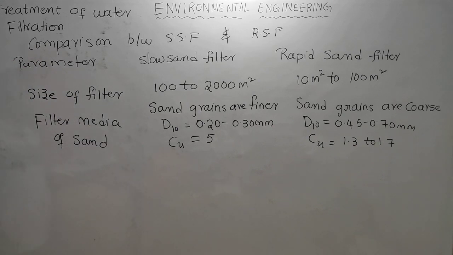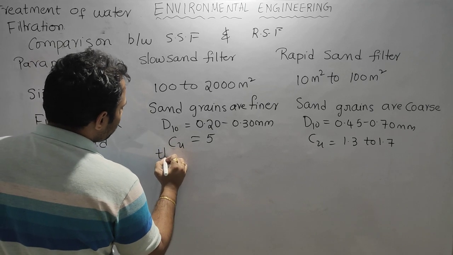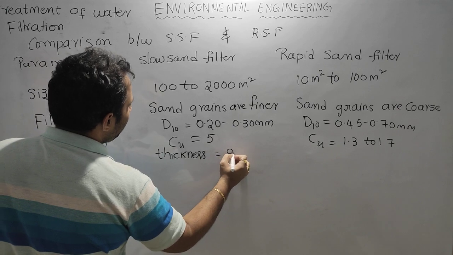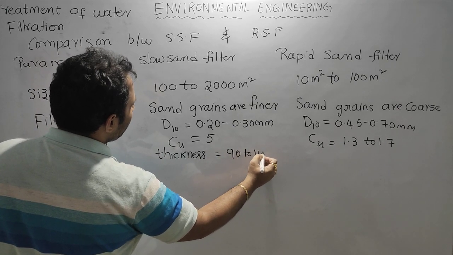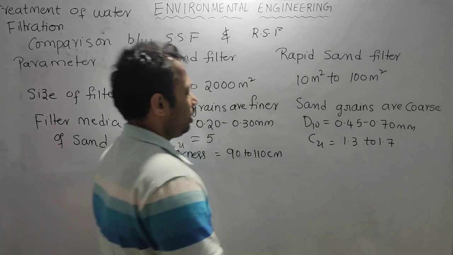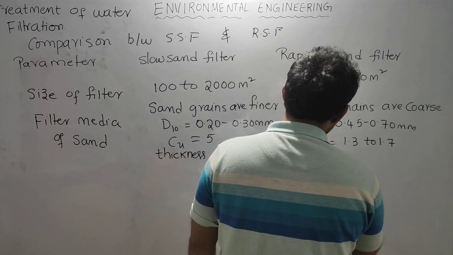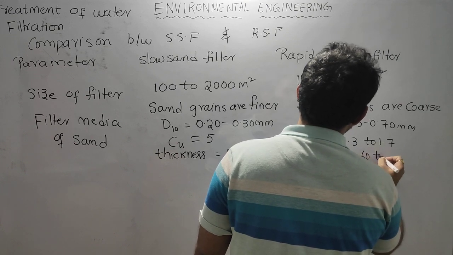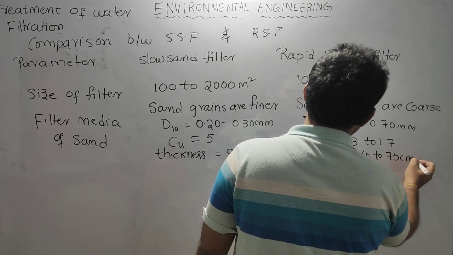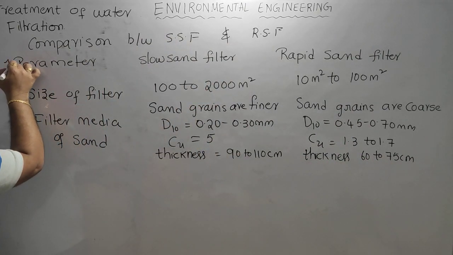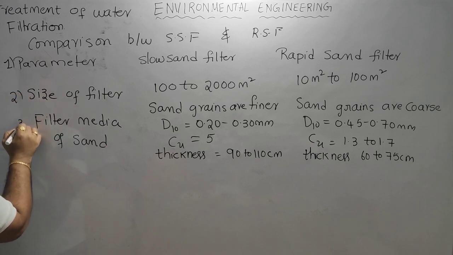And next, base material, and here thickness of sand. Here the thickness is 90 to 110 centimeter approximately. Generally we keep it as 1 meter, and here it is 60 to 75 centimeter. Thickness of sand is lesser here, thickness of sand media is more here. Okay, 1, 2 and 3.